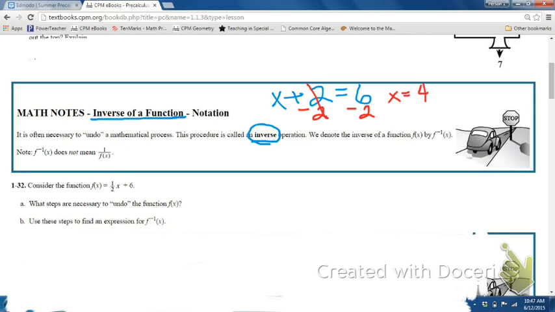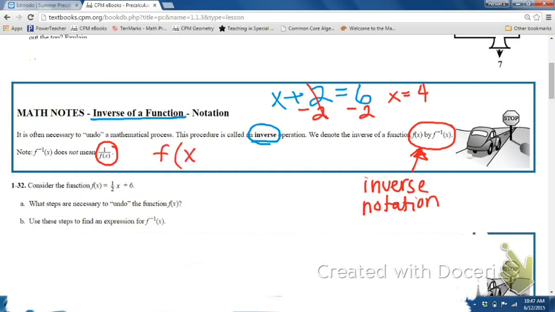So that's a really simplified version of an inverse operation. We denote the inverse of a function with this notation right here. So definitely write that down. That's very important, okay? So function and its inverse notation. All right, and then it says, note, f of negative 1 of x does not mean 1 over f of x. So be careful. It's not this, you guys. If it was this, then that would mean that, but it's just saying the inverse function. Notice that that negative 1 is with the f, so it's not an exponent. It's just notation. That's all it is, okay?